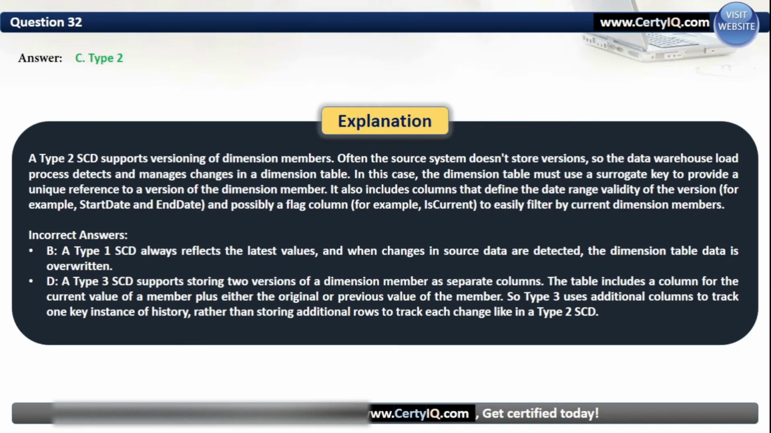A type 2 SCD supports versioning of dimension members. Often, the source system doesn't store versions, so the data warehouse load process detects and manages changes in a dimension table. In this case, the dimension table must use a surrogate key to provide a unique reference to a version of the dimension member. It also includes columns that define the data range validity of the version and possibly a flag column to easily filter by current dimension members.